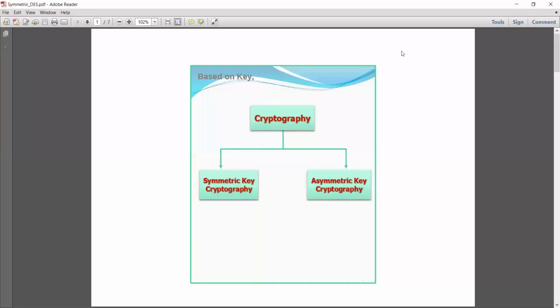Hello students, today we will learn about the topic symmetric key cryptography. Now, based on the keys that have been used in different cryptographic algorithms, cryptography can be divided into two. Number one, symmetric key cryptography, and number two, asymmetric key cryptography.